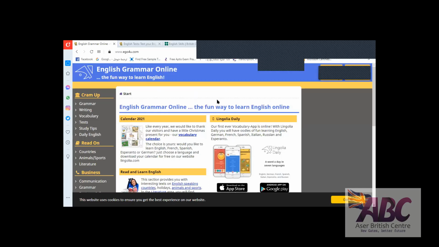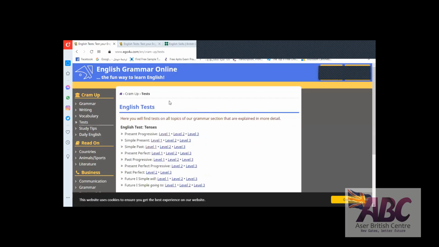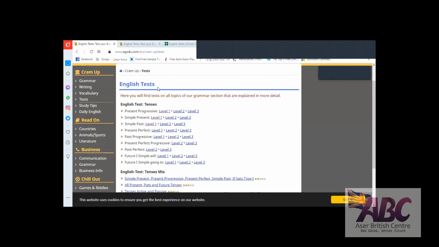What else can we use here? As a language input or language resource, you can use this website, ego4u.com. It's a very useful website. You'll find some grammar, writing, vocabulary, tests, and study tips. And to be honest, the thing we use most in our center is the tests here, especially for tenses, because most of the students have a very big problem using the tenses.